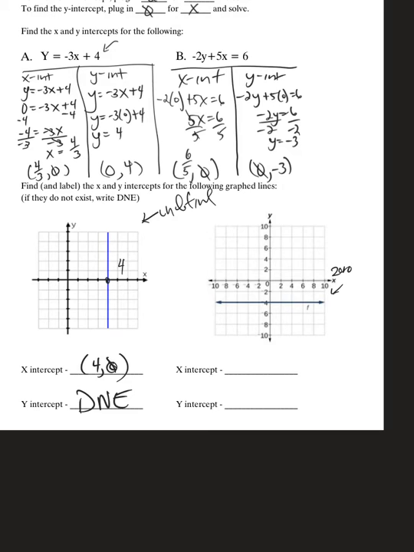The second example, it goes through -4 on the y-axis. So it has a y-intercept, which is (0, -4). I didn't say -4, but I meant to say -4. It has no x-intercept because this never touches the x-axis, so that gets a DNE.